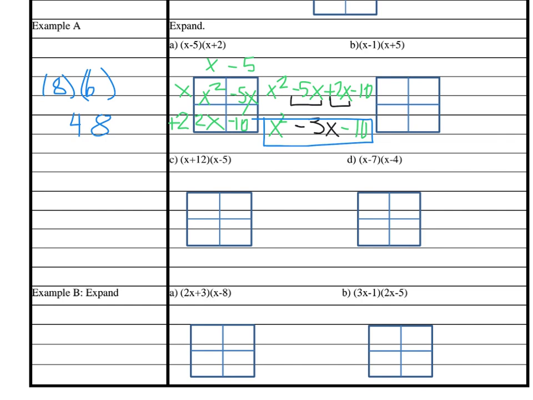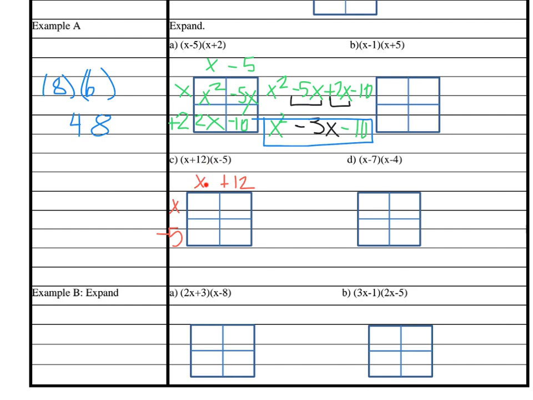Let's do example C here. x plus 12. I could write on the top or the side because just like that first example we did, 8 times 6 is 48. If I did 6 times 8, I will also get 48. So I can write x plus 12 on the top or down the left side. And then x minus 5, since I already used the top, I will put this on the side. I keep the negative right by the 5 so that I don't forget about it when I go to multiply.